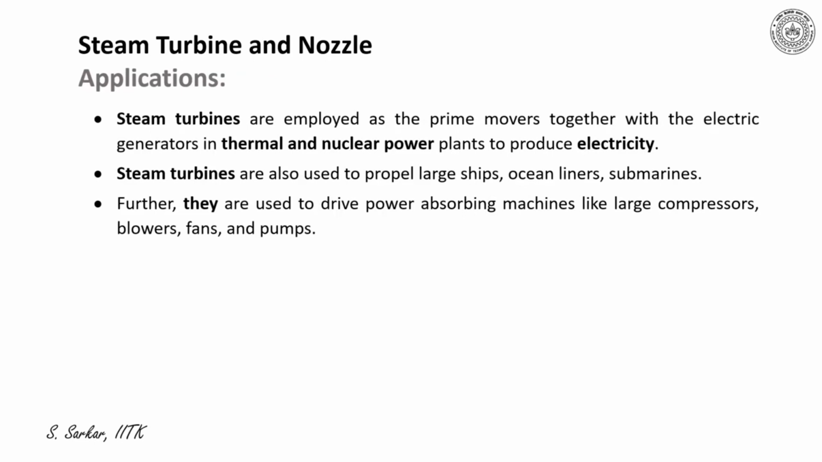Regarding applications of steam turbine, I would like to mention that steam turbines are employed as prime movers together with the electric generator in thermal and nuclear power plants to produce electricity. Steam turbines are also used to propel large ships, ocean liners, and submarines. Further, they are used to drive power absorbing machines like large compressors, blowers, fans, and pumps.